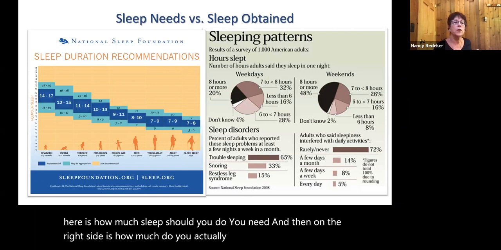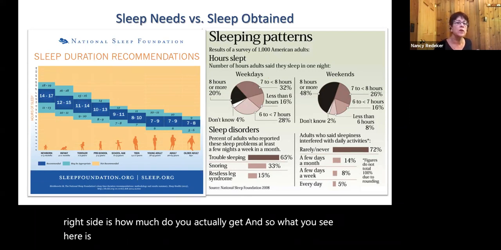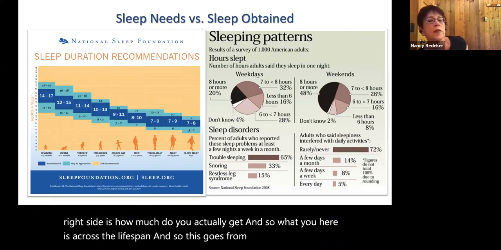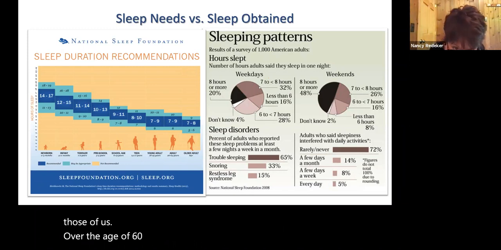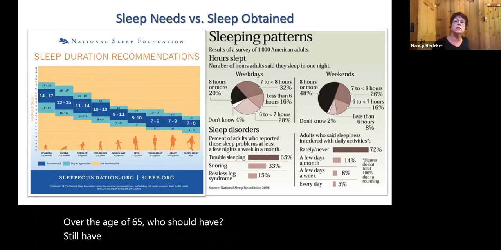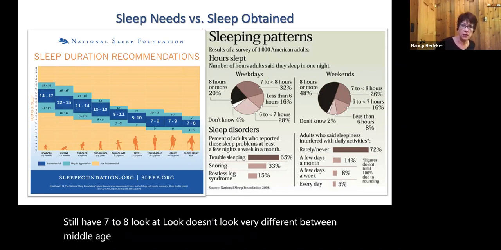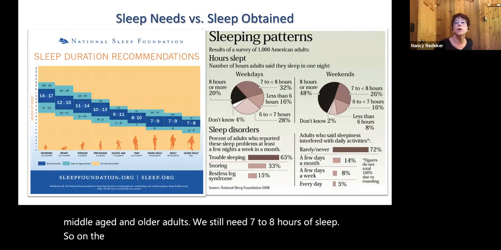And then on the right side is, how much do you actually get? And so what you see here is across the lifespan. This goes from newborns who need 14 to 17 hours of sleep, all the way up to those of us over the age of 65 who should still have 7 to 8. It doesn't look very different between middle-aged and older adults. We still need 7 to 8 hours of sleep. So on the right-hand side is what we see.